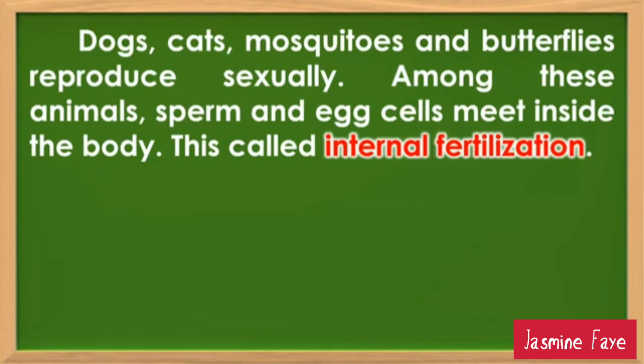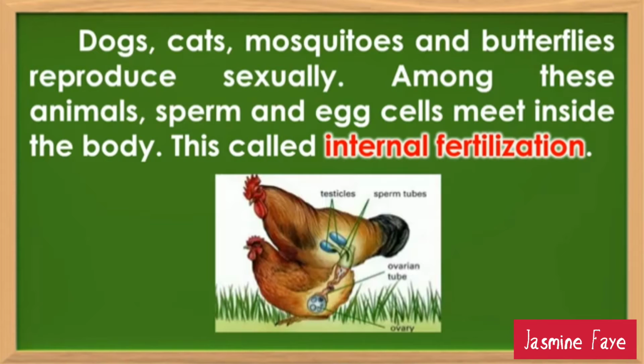Dogs, cats, mosquitoes, and butterflies reproduce sexually. Among these animals, sperm and egg cells meet inside the body. This is called internal fertilization. This is the picture of how internal fertilization occurs.